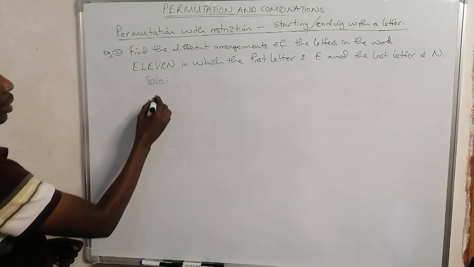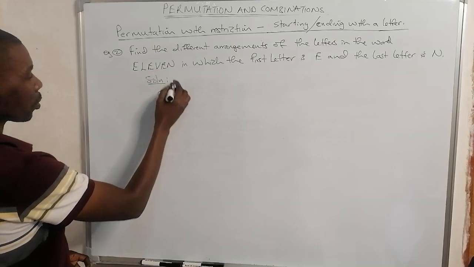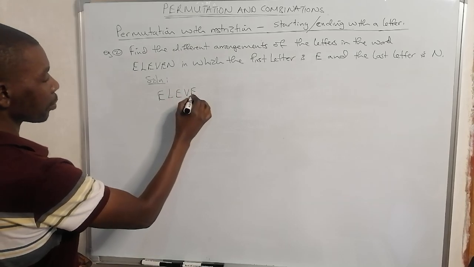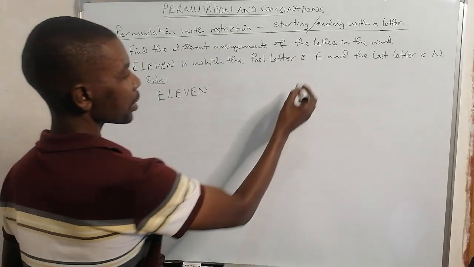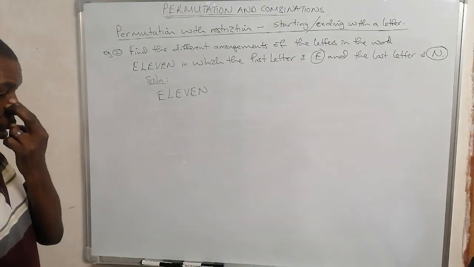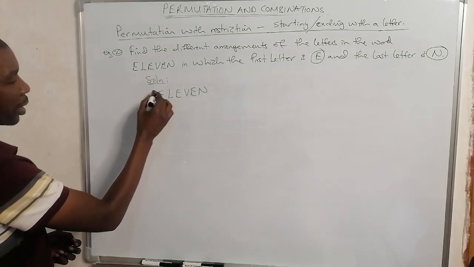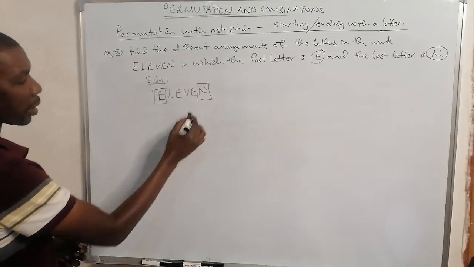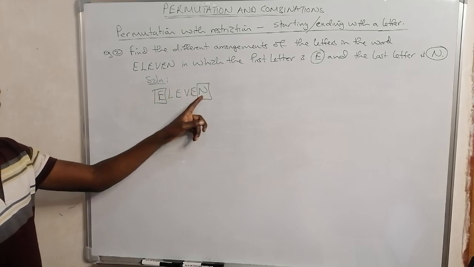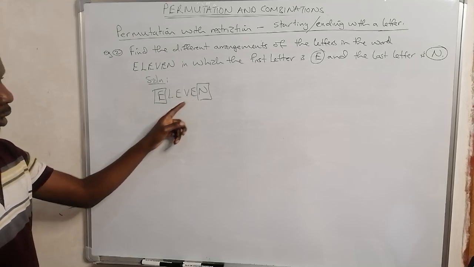We have the word "eleven". Our first letter is going to be E and our last letter is going to be N. We are going to ignore the first and the last since they are not going to change position, but these 4 are going to change positions.